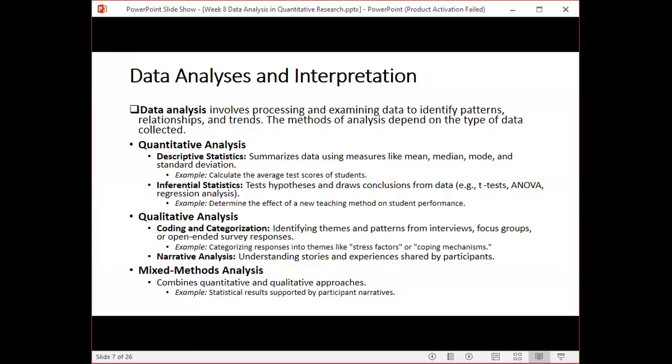Qualitatively, you have to code it, you have to categorize this, you have to identify the themes in there, the patterns from interviews, focus groups, and open-ended questionnaires, and so on. All right, so qualitative analysis will tell you the kind of analysis that you can do. You can do narrative analysis where you understand stories and experiences shared by participants, right? You can do observational studies where you go be with the people, observe and document, right?